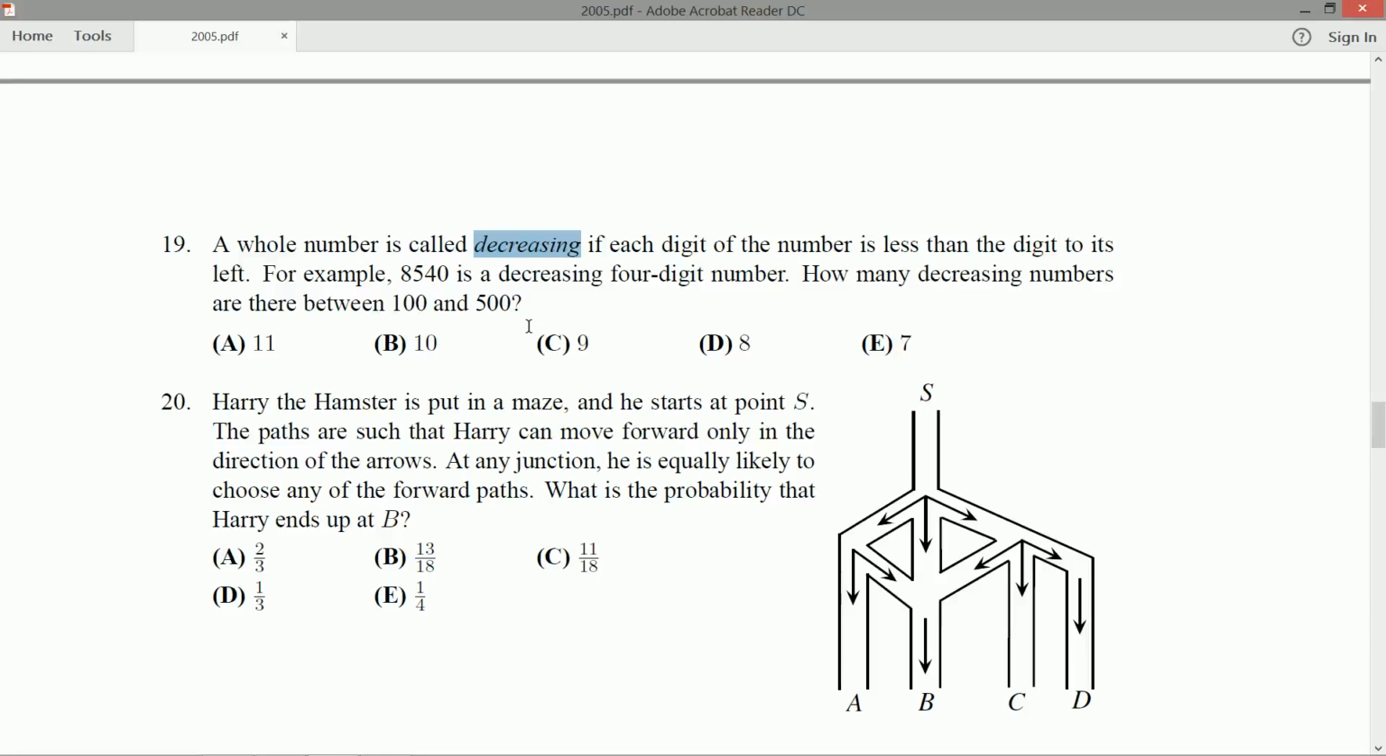Okay. So we need each digit of the number to be less than the digit to its left. So let's see if we can at least pick out some. We've got 7, 8, 9, and 10.